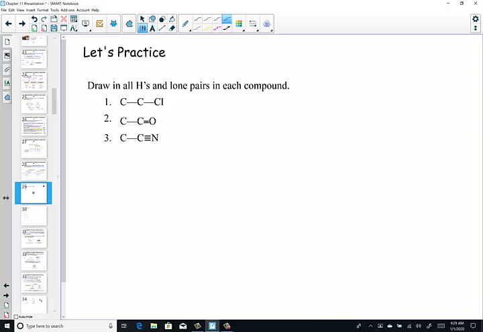All right, welcome back. Let's check our work together. In compound number one, we know that carbon requires four bonds. So I can clearly see that I have to fill in three hydrogens to satisfy that first carbon's tetravalent requirement. That's a vocabulary word. Tetravalent means that it has to have four bonds. So I have to add three hydrogens.